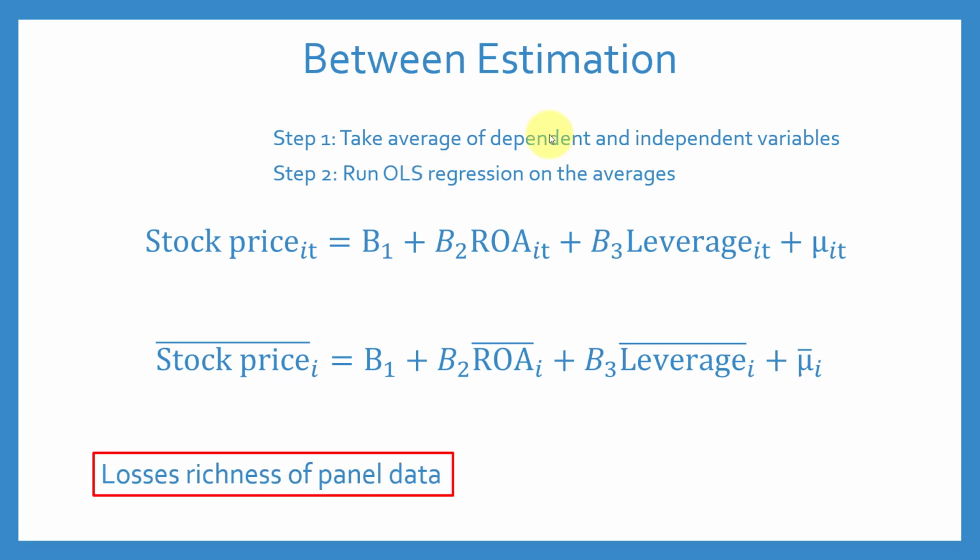Now this method is rarely used, and one of the major drawbacks of this method is that it loses the richness of the panel data. So you have collected panel data and then you collapsed the data and converted it into cross-sectional data, and hence you have lost the time dimension and the richness of the data that you already had. So it is a rarely used method.